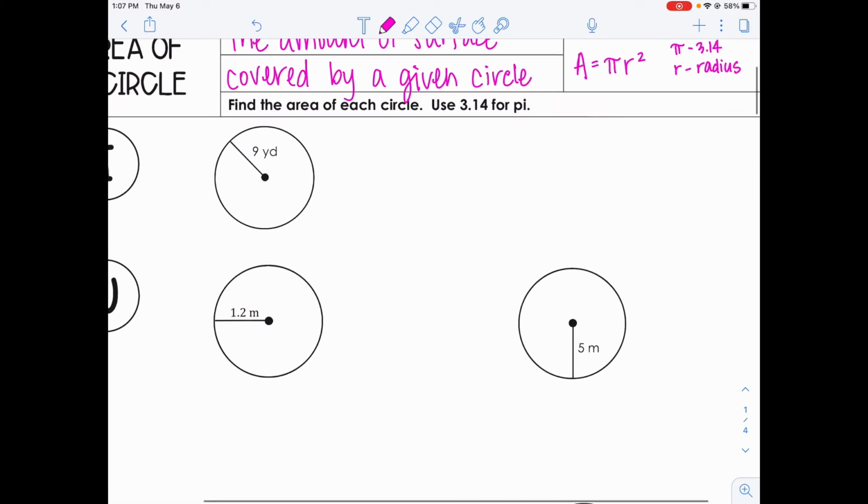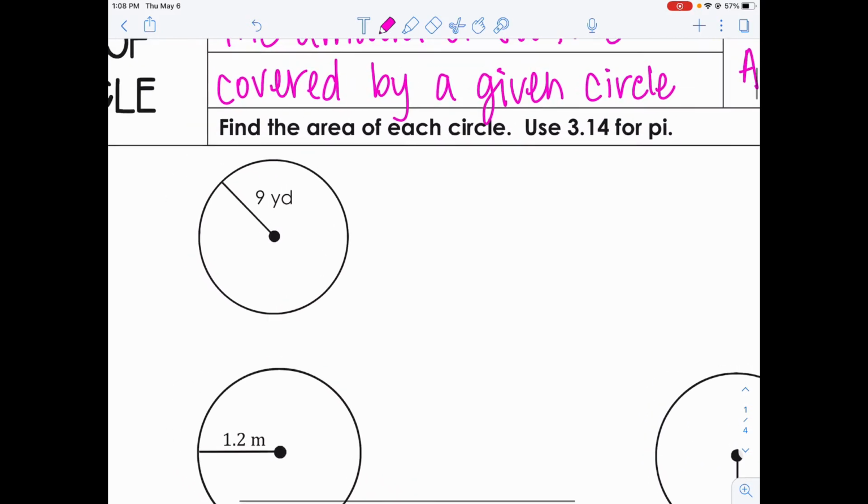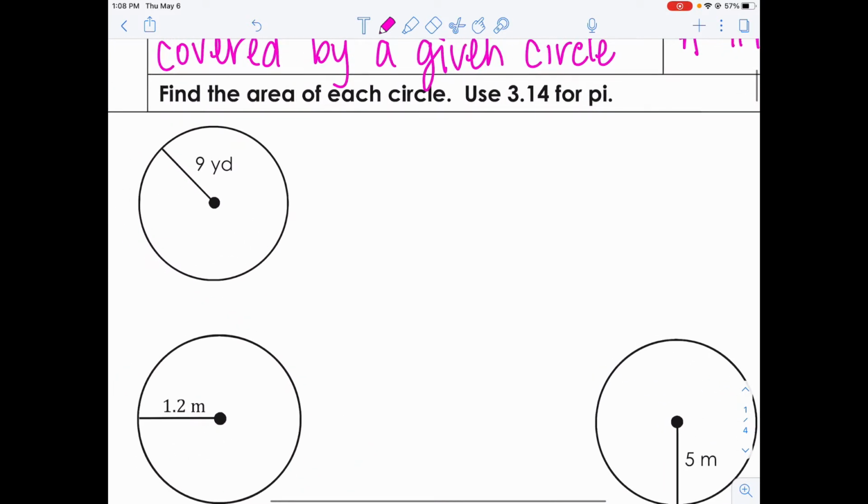Starting with the first one, the first question you need to ask yourself is, did they give you the radius? So this is the center to an outside edge. So this is the radius of the circle. Once you're sure you have the radius of the circle, you're going to write your formula. Area equals pi times the radius squared.